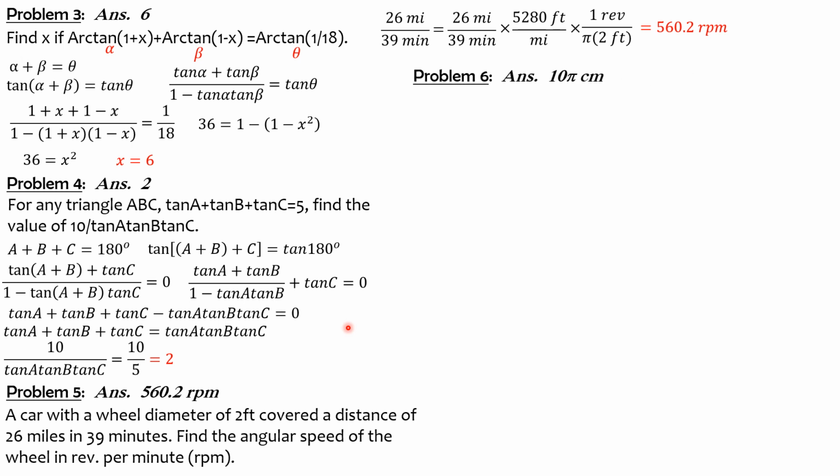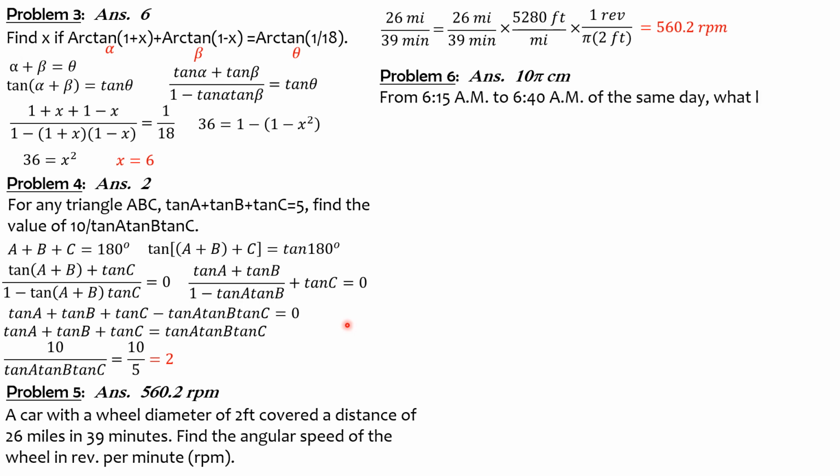So next, problem 6. From 6:15 a.m. to 6:40 a.m. of the same day, what length of arc is described by the minute hand of a clock 12 centimeters long? So it is just the arc distance S, which is radius times central angle.